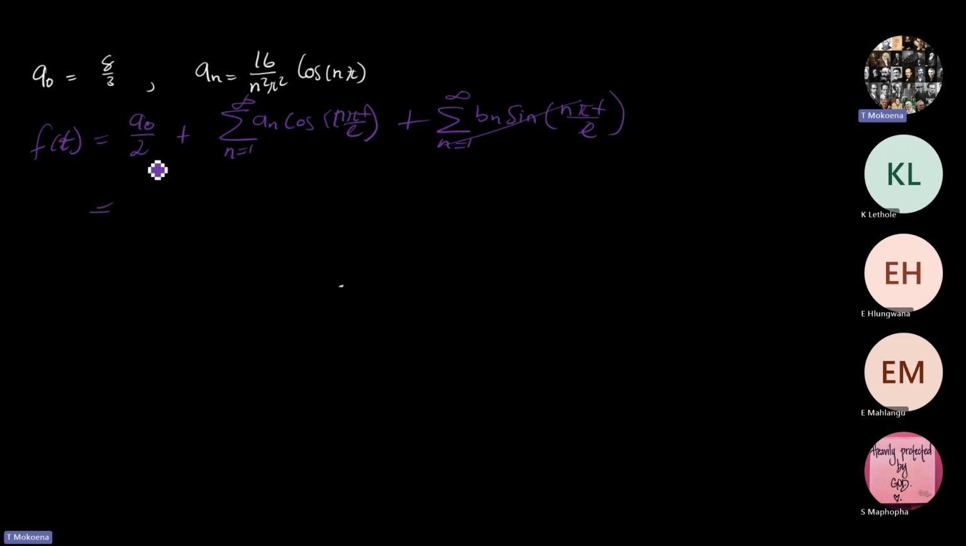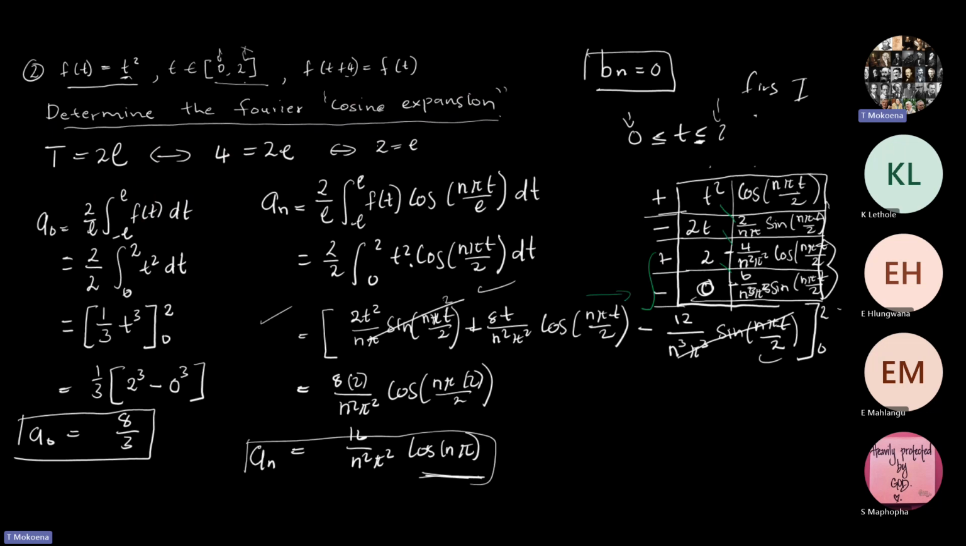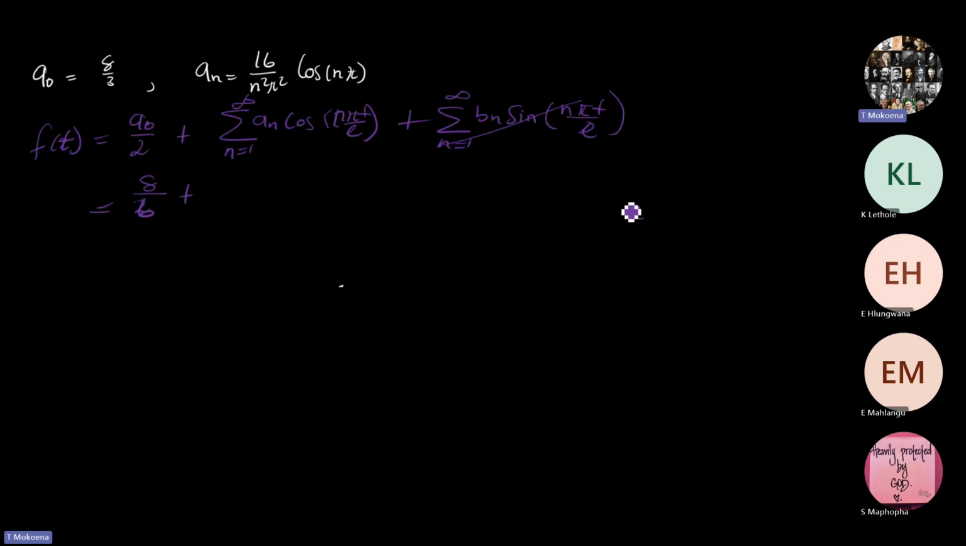Now let's go there. A sub naught is 8 over 3, and a sub naught over 2 is going to be multiplied by these 2. Let's just do it. It's going to be 6. And therefore, plus here, firstly, we're going to determine A1, A2 and A3. Did they tell us how many terms? They didn't tell us. We will expand it to 3.